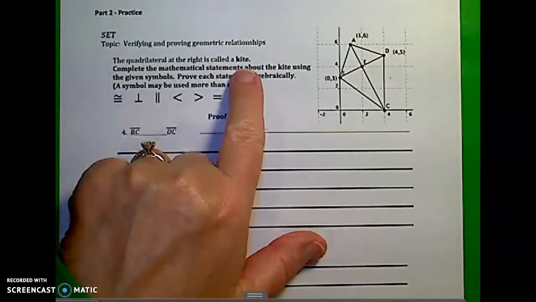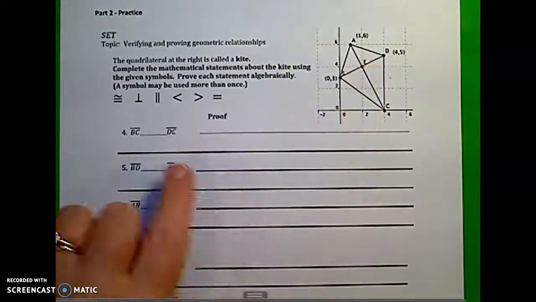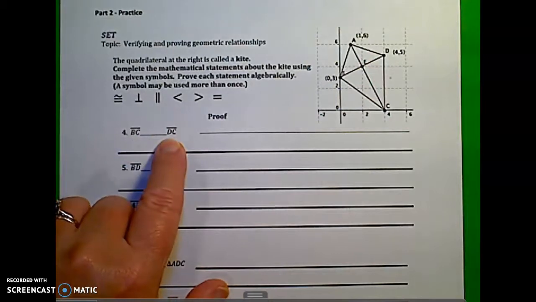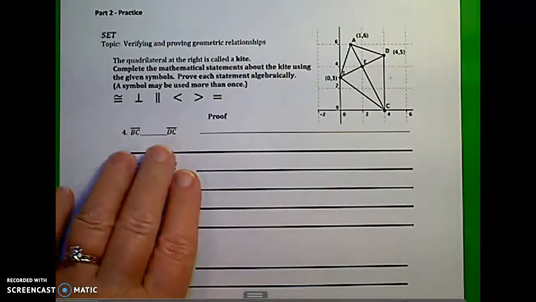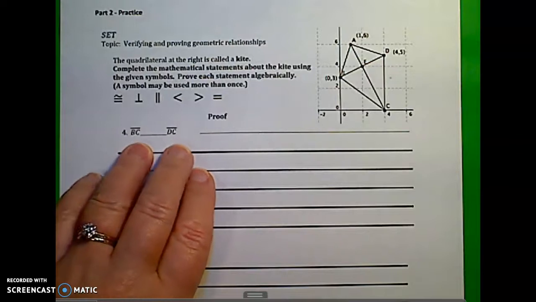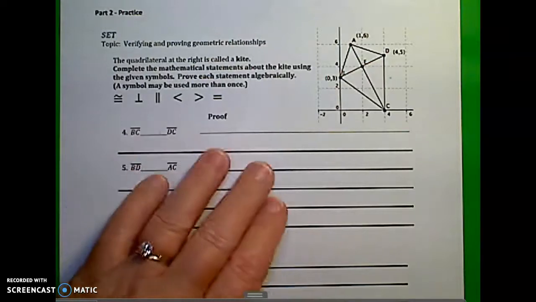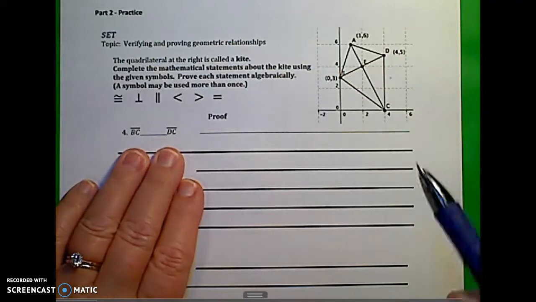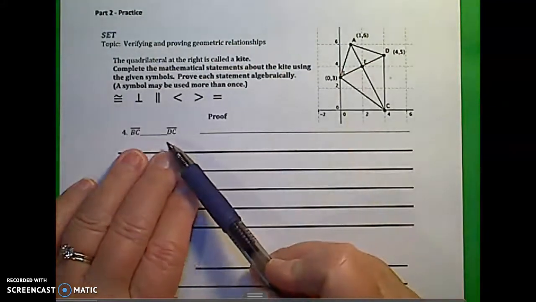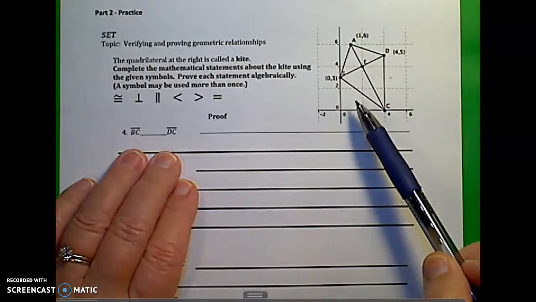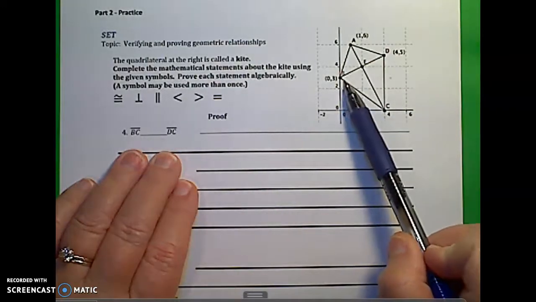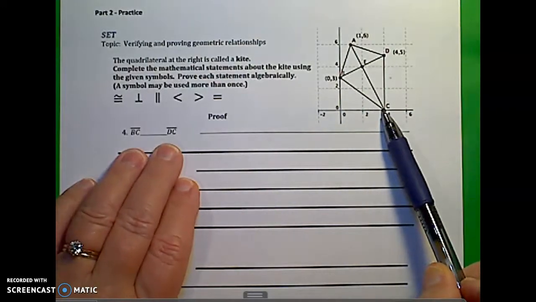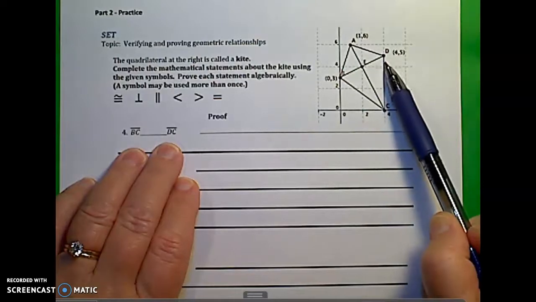Now, this says that it's a kite. We already know certain properties of a kite, so we're going to look at the segments that it's asking about, and kind of predetermine whether we want to know if they are congruent or parallel based on their relationship here. So this first thing says segment BC. Let's see where that is. BC is this segment down here. And we would need to compare that to segment DC.